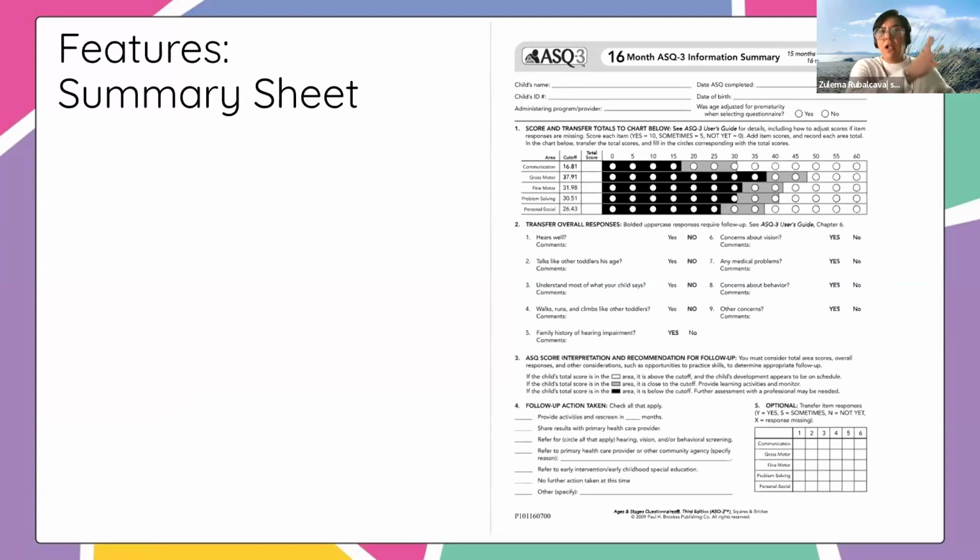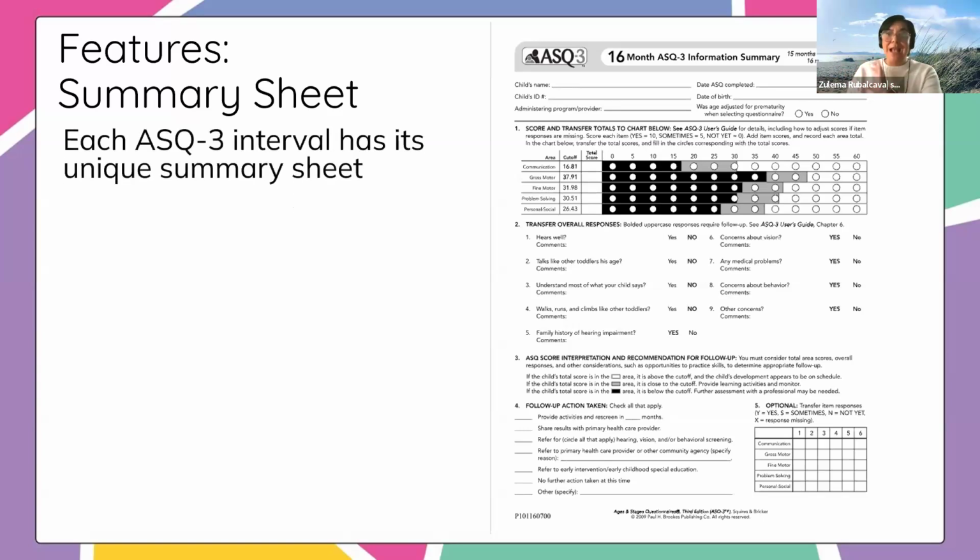This is a way to take all of that information that families have given us by answering all of these questions and for us to put it together in a way that visually makes sense to us so that we can start to do the screening process, right? All of this up to now is paperwork. This is where the screening starts, right? Each ASQ interval has its own unique summary sheet with its own unique set of cutoffs, right? But they are organized basically in the same way.